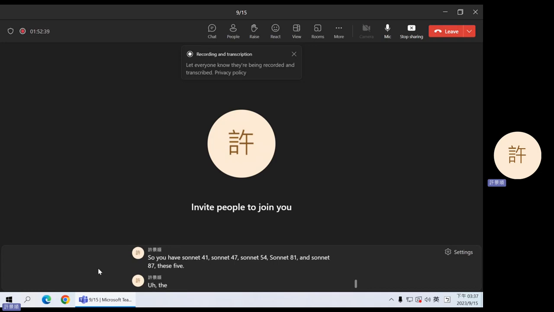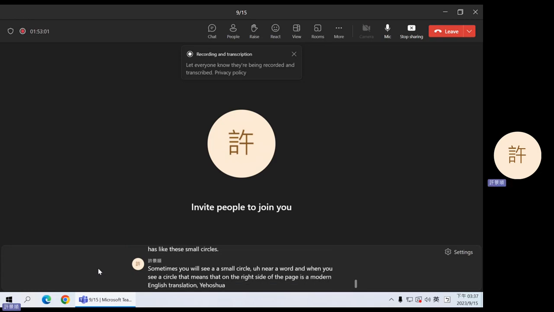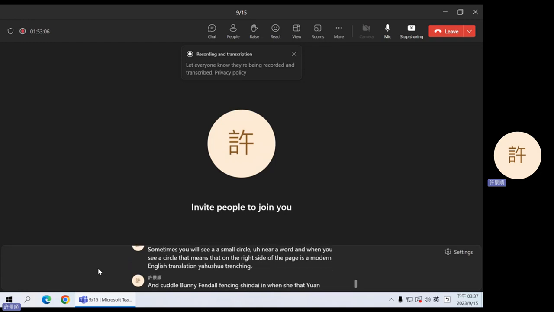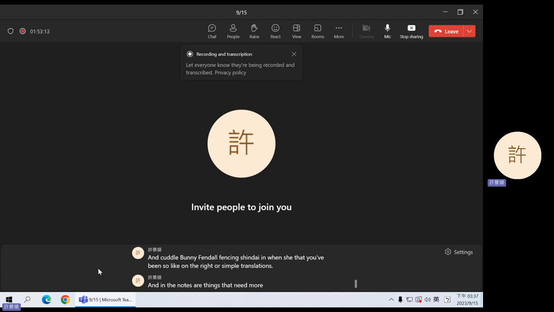The textbook sometimes has notes to help explain things. And also it has these small circles. Sometimes you will see a small circle near a word. And when you see a circle, that means that on the right side of the page is a modern English translation. 有画小圈圈的单字，它都帮你翻到翻成现代英文，写在右边。 So on the right are simple translations, and in the notes are things that need more explanation.